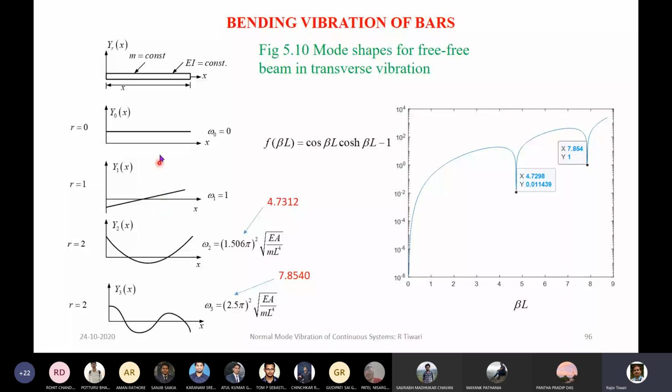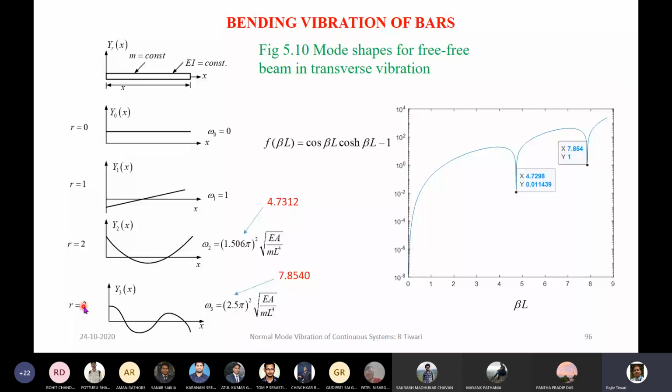You can see 4 modes have been shown. This is the first flexible and the second flexible mode. In this, there are 2 node positions. Here there will be 3 node positions. As we go further, more and more nodes will come. I think there should be 3, 0, 1, 2, 3. It should be 3.